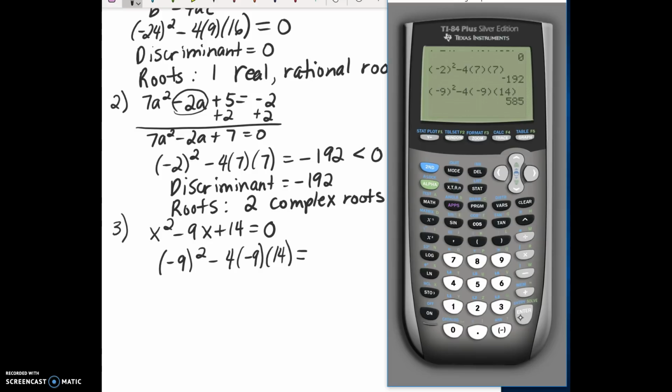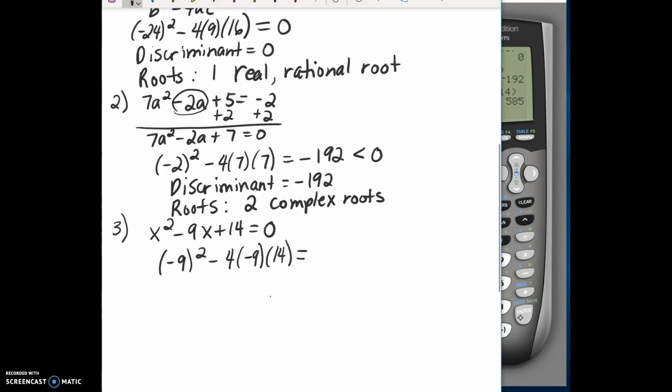And hold up 1 second. We're going to go back. I need to fix something real quick. It should have been 4 times 1, and I put negative 9. I just realized that. So this should come out to be 25.